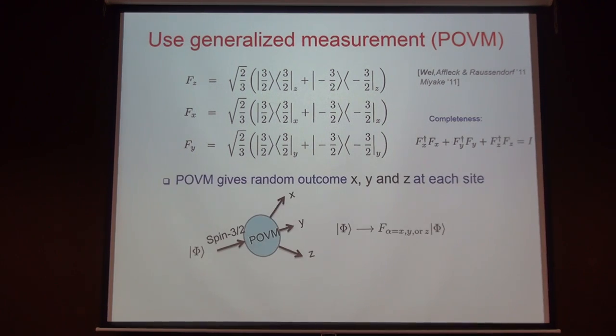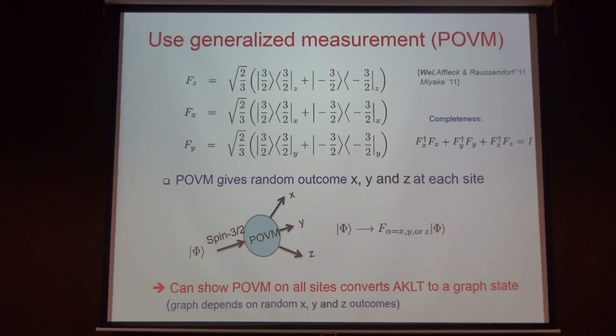And this POVM, physically, it means that suppose you can design a measurement and you send a spin 3/2 particle into your measurement device, and your device tells you that, okay, I get a reading X, Y, or Z. This means that the state after the measurement is projected by the corresponding operator. So sometimes I project into X, sometimes I project into Y, sometimes Z. And the randomness, we have no control. So we have to live with the randomness.